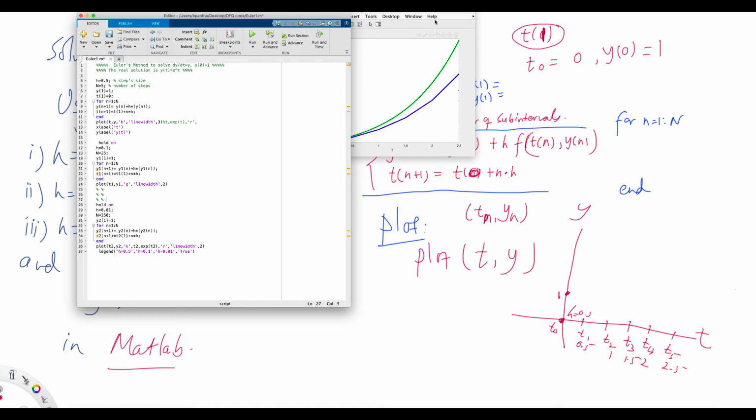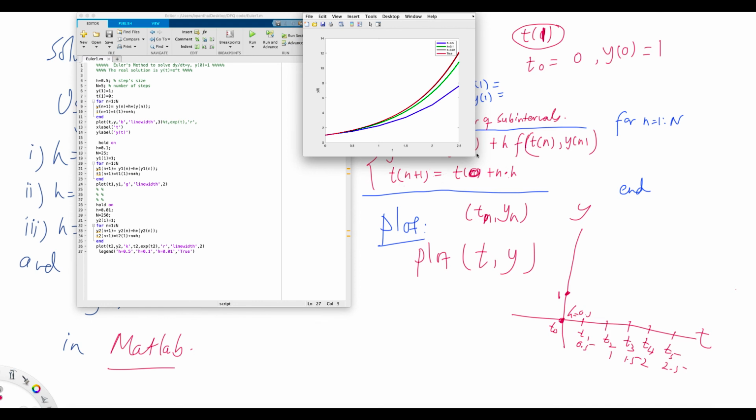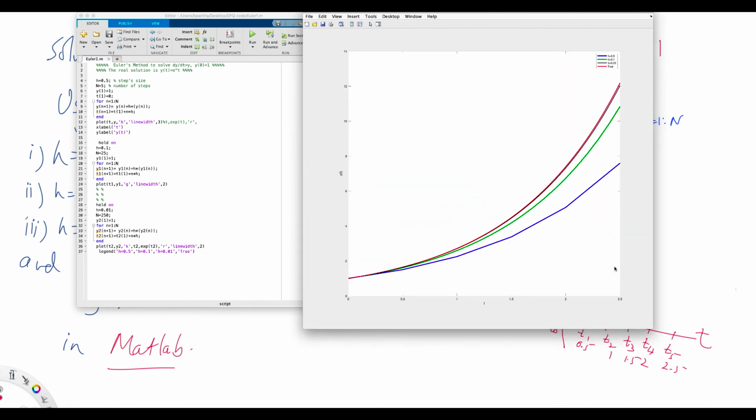Okay, so if I run this code, then look at this. What does it say? The blue one is for h equals 0.5. Okay, and then the green one is for h equals 0.1. The black one is 0.01, and you see that it is very, very close to the true solution. So whenever you decrease the step size, you will see your approximation will be close to the solution.